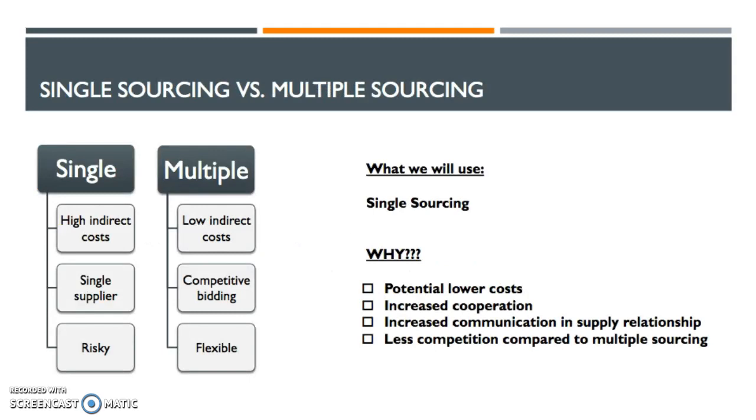Single sourcing versus multiple sourcing. Single: high indirect costs, single supplier, risky. Multiple: low indirect costs, competitive bidding, inflexible.